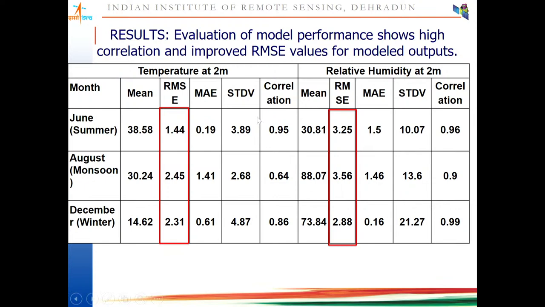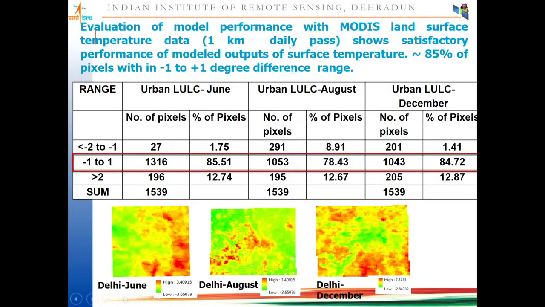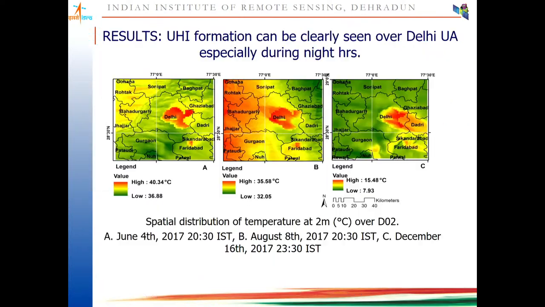Even when we evaluated the model performance with the IMD values, we found that it provides improved performance with high correlation and less RMSE values. The performance evaluation of the model also shows that nearly 85% of pixels are falling within a -1 to +1 degree difference range. So that shows that the model evaluation has quite good accuracy.